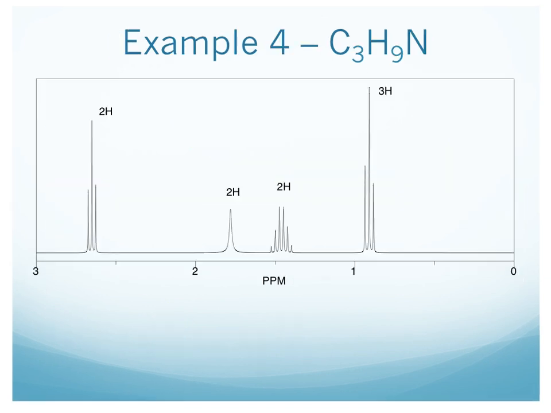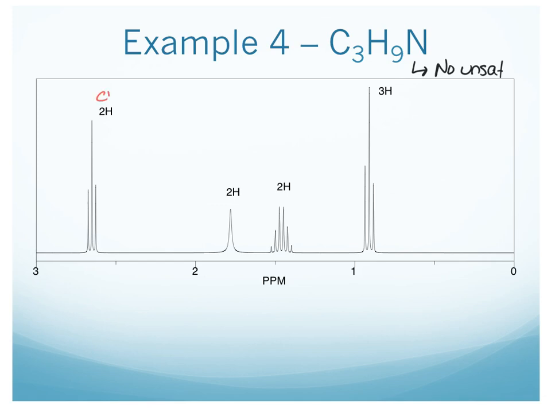Okay, so here we have C3H9N. This has no unsaturations, so we don't have to worry about any of those. Okay, let's go through and assign fragments to each peak. And this particular spectrum only goes from 0 to 3 parts per million. So we're in a pretty small range here.